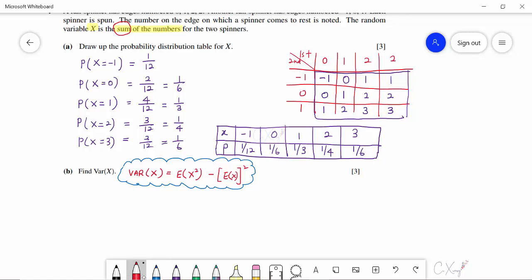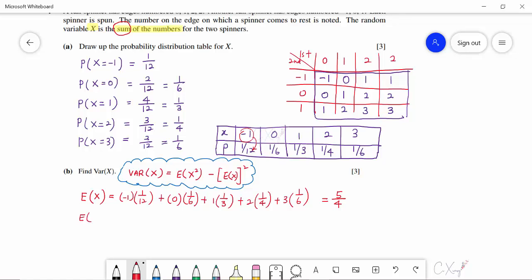Usually I will try to find the values separately. First of all, we'll find E(X). E(X) means you take the value of x, multiply with the probability, and you do the same thing for the next value of x, multiply with the probability, and so on. Then you get the value for the mean. For this case, if you didn't make any careless mistake, the mean value should be 5 over 4.